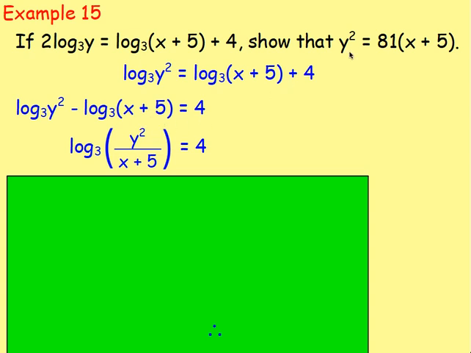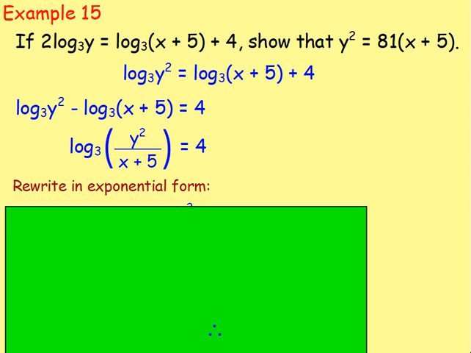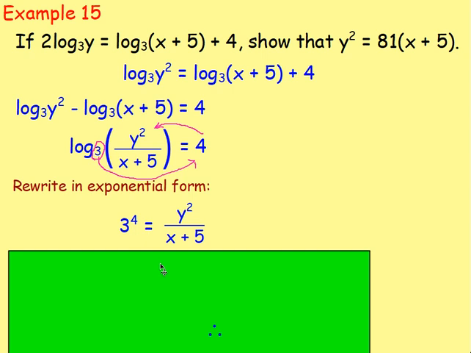From there, we are wanting to show what y squared is equal to. How would we do that? Well, if you notice in our answer, we don't have any logs. So we need to rewrite this in exponential form. So to rewrite that in exponential form, again, think base bottom top. It's log base 3. So in exponential form, base bottom, draw a line at the bottom to the other side, then draw a line at the top, back across the equal sign. So you would have 3 to the power of 4 equals this y squared over x plus 5.